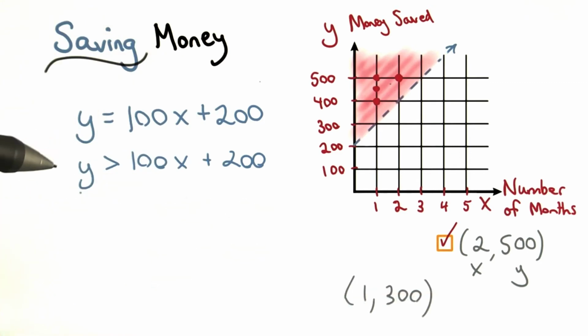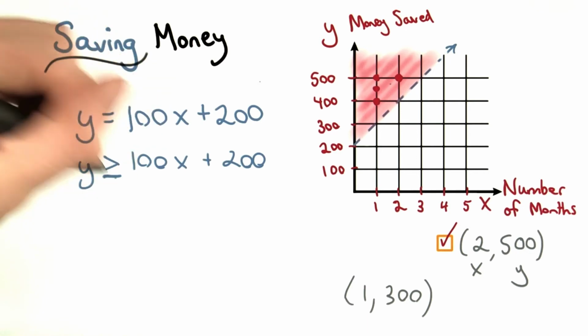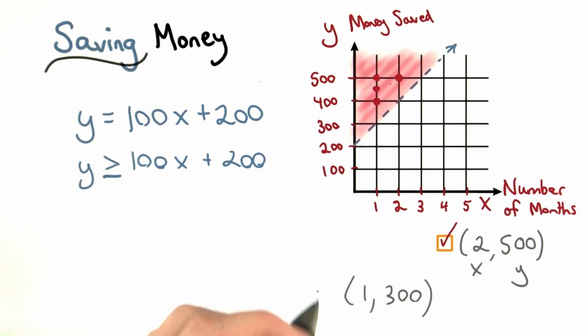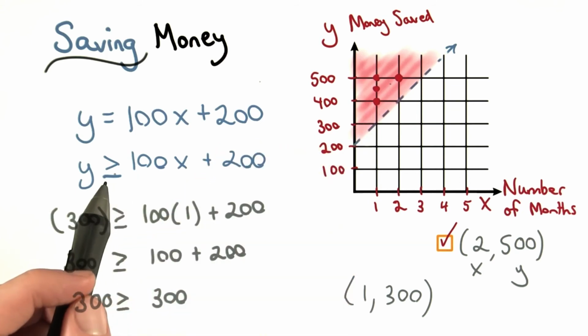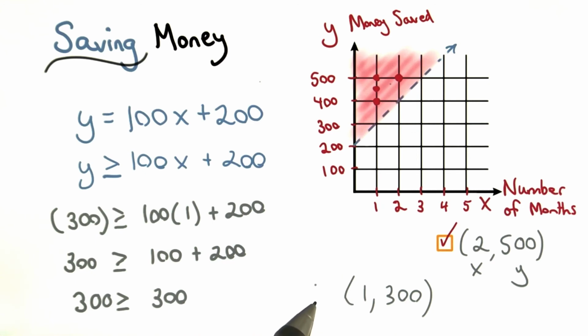Let's say you allowed yourself to save exactly $100 or more per month. So now we could be greater than or equal to. Well, this point can now be a point on our line. If you allow yourself to save exactly $100 or more in a month, then now we can include this point in our inequality. We can see that by plugging it in, we get a true statement. 300 is greater than or equal to 300.